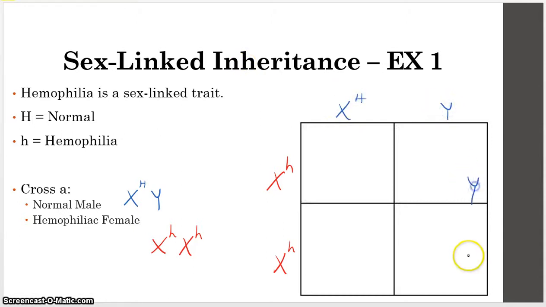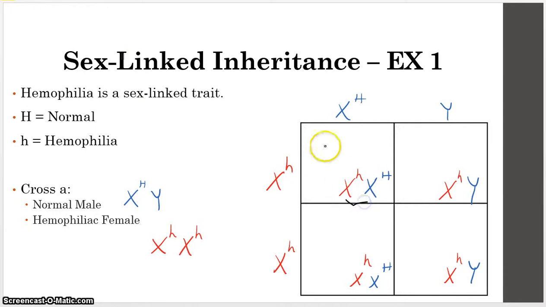And now let's fill this in. I'm going to drag my Y down, drag my X H down, and then now I'm going to take red and let's fill this in across. So I've got X recessive, and now I've got X recessive and X recessive. Okay, so now let's analyze.